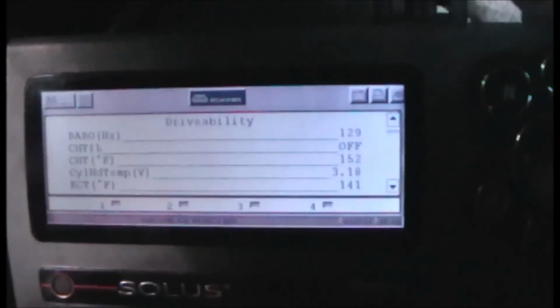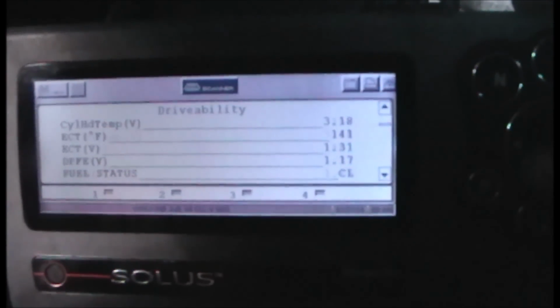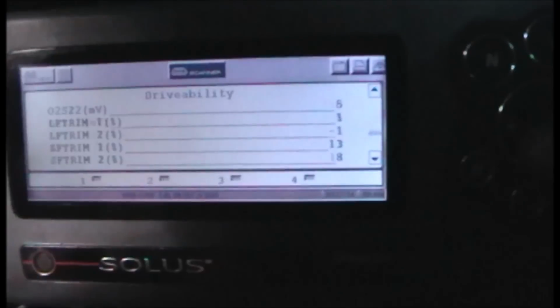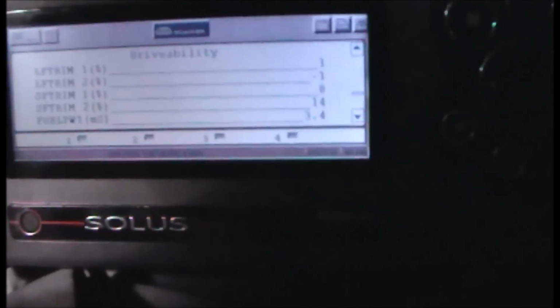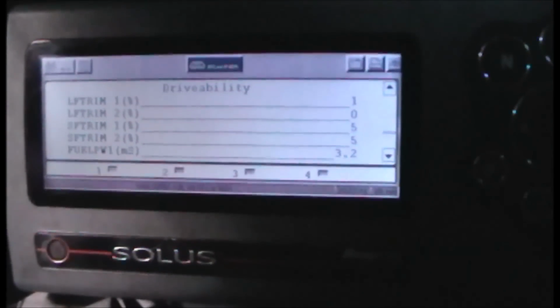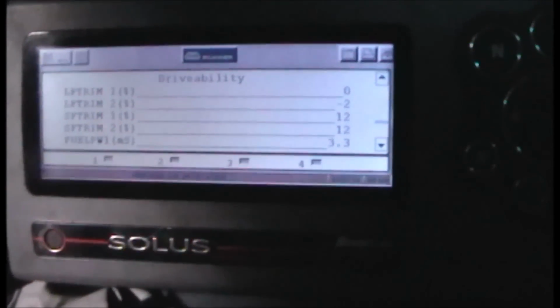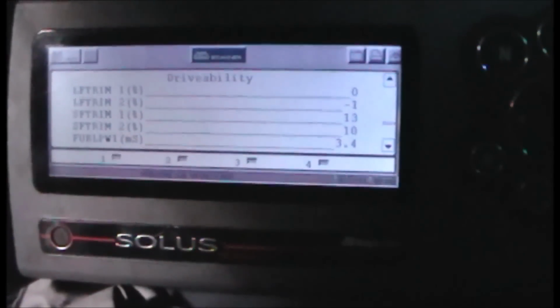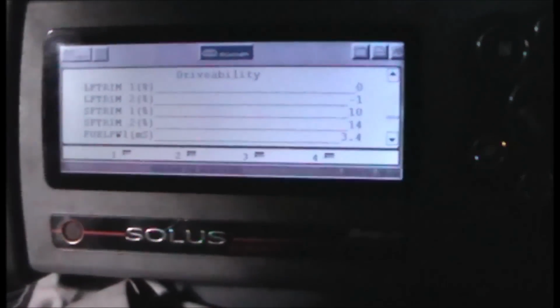Alright, got it running. Of course, my frequency in the baro is not going to change until I go out and drive it. I'm still sitting here in the shop. But if I go back down to my fuel trims, you can see they're bouncing back and forth a little bit here. So as it equals out, I do have a little bit of short term higher than what I want it to be.